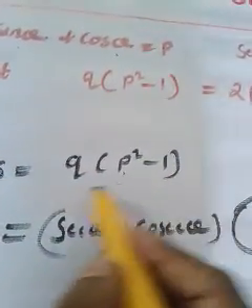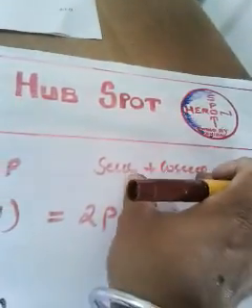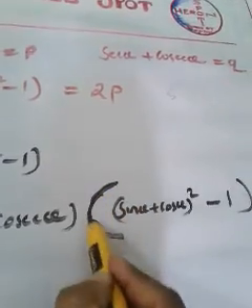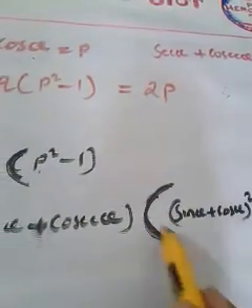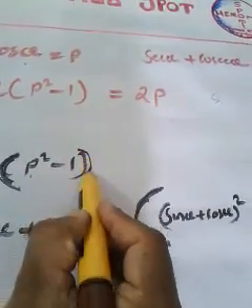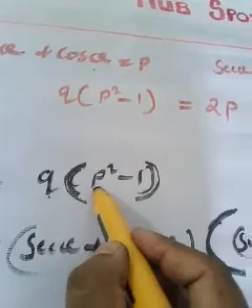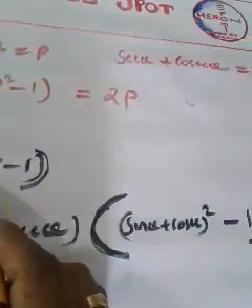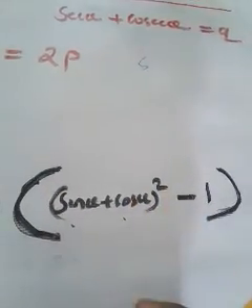Once again, Q into (P square minus 1). Q is nothing but sec theta plus cosec theta. Q is not a single term, two terms are there, no? So that's why I put it in a bracket. Then I started this bracket, and I have to end this bracket here. See, this is the end bracket. And what is P square? P square is sin theta plus cos theta, no? Since P is two terms, that's why it is in a bracket, all square. And minus 1, as it is minus 1.